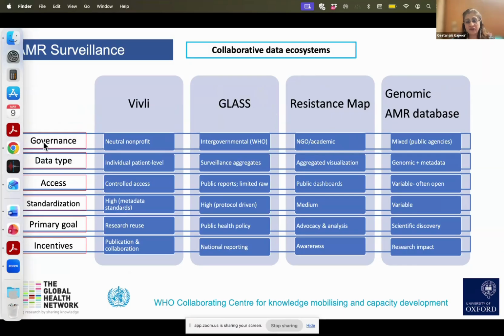They all are different in different ways because their primary goals are different, but they have this information on AMR, and the data type is different. For example, in Vivli, as you can see, it's individual or patient level, whereas GLASS has surveillance aggregate. So the kind of data is different, but yes, it is there, and it can help further in deciding how to use this data best for mitigations of AMR and better diagnostics.